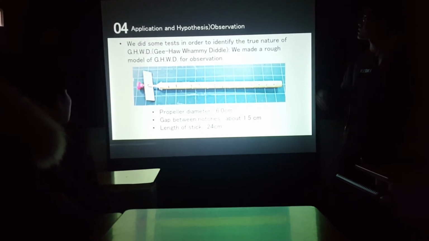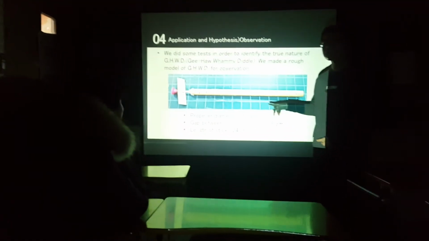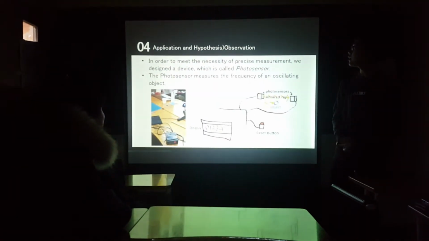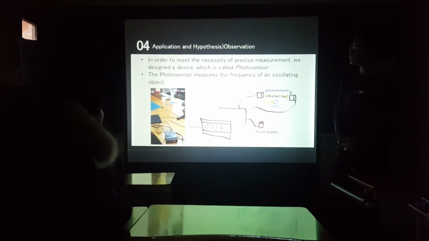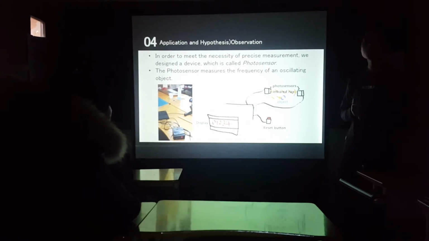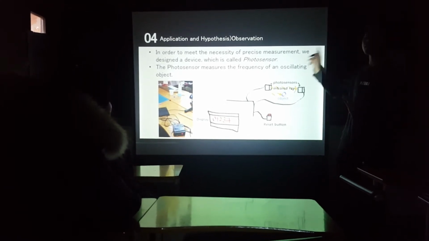And we did some tests in order to identify the true nature of the G-hole wave below. And we made a rough model of the G-hole wave below, which has a propeller diameter of 6.0 centimeters, a gap between the notches of about 1.5 centimeters, and a stick length of about 24 centimeters. And we used a photosensor which uses infrared rays to identify the frequency of an object which is oscillating.